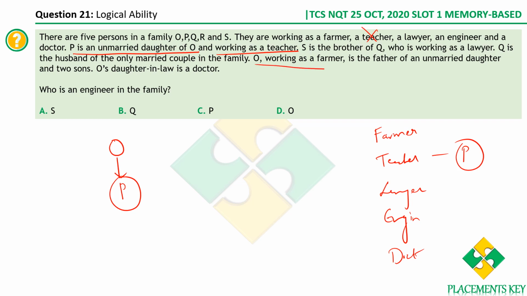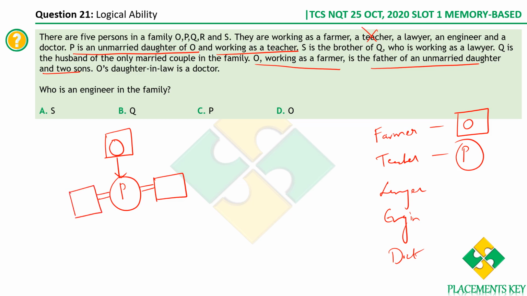See, O, working as a farmer, is a father of an unmarried daughter and 2 sons. So O is working as a farmer, and he is the father of an unmarried daughter who is P, and also has 2 sons. So O has 2 sons and a daughter. The daughter is unmarried, whereas we have 2 sons, and O is a farmer. That's also given. And then O's daughter-in-law is a doctor. That is, one of O's sons should have been married. At least one of the sons should have been married.